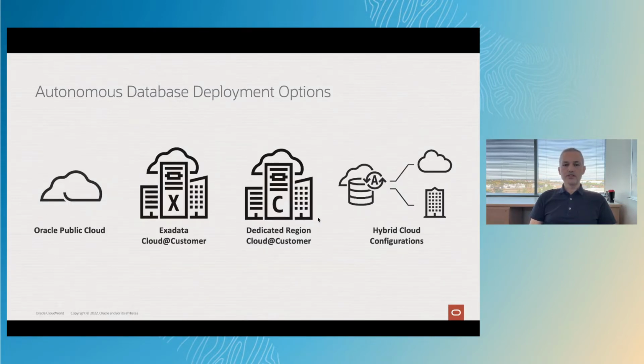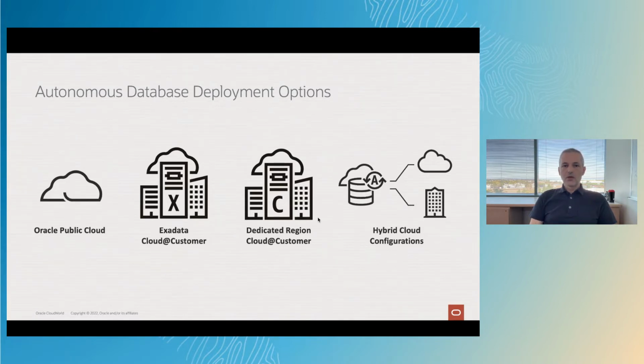Autonomous Database, as I said, is a cloud service. It's available in Oracle's public cloud. If you want to run Autonomous Database in your own data center, it's also available in Exadata Cloud at Customer deployments. Oracle Cloud also provides dedicated regions for customers. If you want to run not only Autonomous Database, but multiple services from Oracle, you can have a region dedicated to yourself to run these services in.